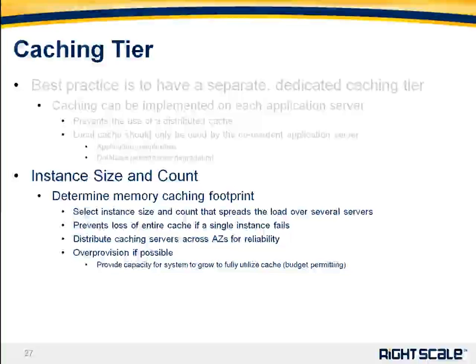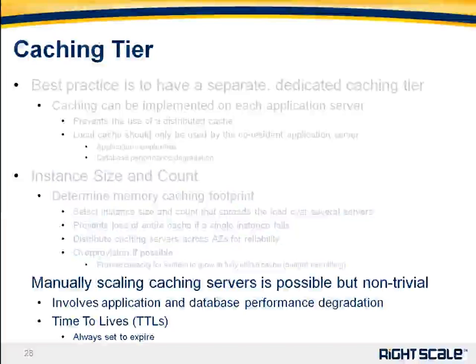You could use an M2 Quad XL, for example, which has 68 gig of RAM, which is more than enough, more than likely. But if that one server goes down, your entire cache goes down. So we always recommend you distribute those servers across multiple servers and in multiple availability zones, again, for reliability. And as I touched on a moment ago, over-provision if possible. You want to provide that capacity that you need now, plus some room to grow.